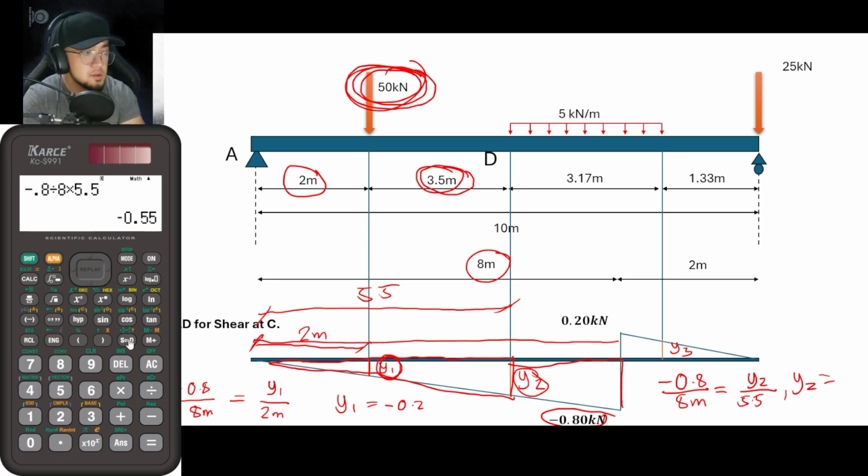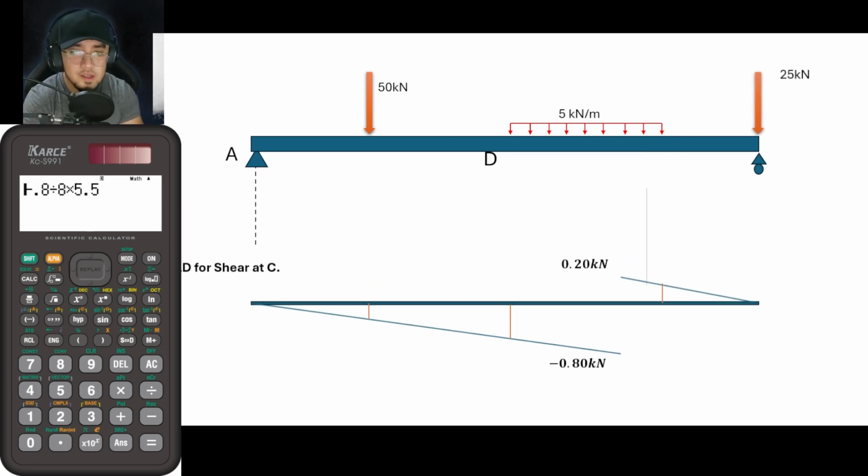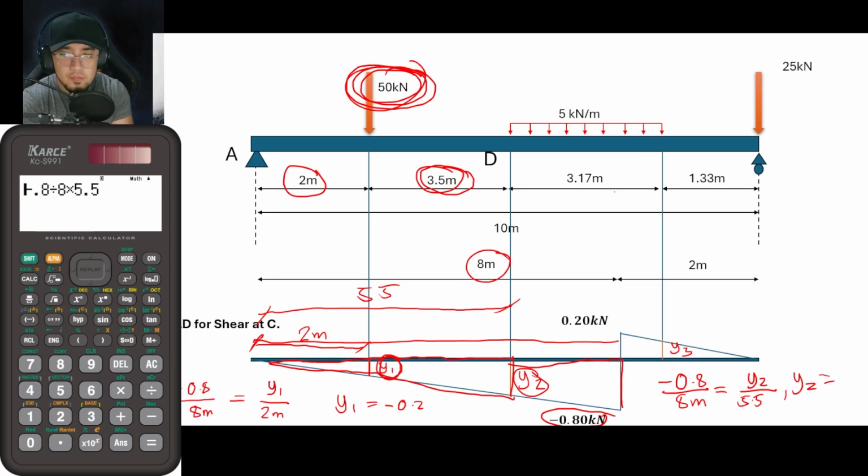Okay, so let us proceed to the next slide here. So basically, again, that is negative 0.2, negative 0.55, negative 0.8. So what about for this one here? I forgot to solve for it. So what about for this dimension here? What about for y3? So take note, guys, for the location of y3, that is 1.33 meters from this portion.